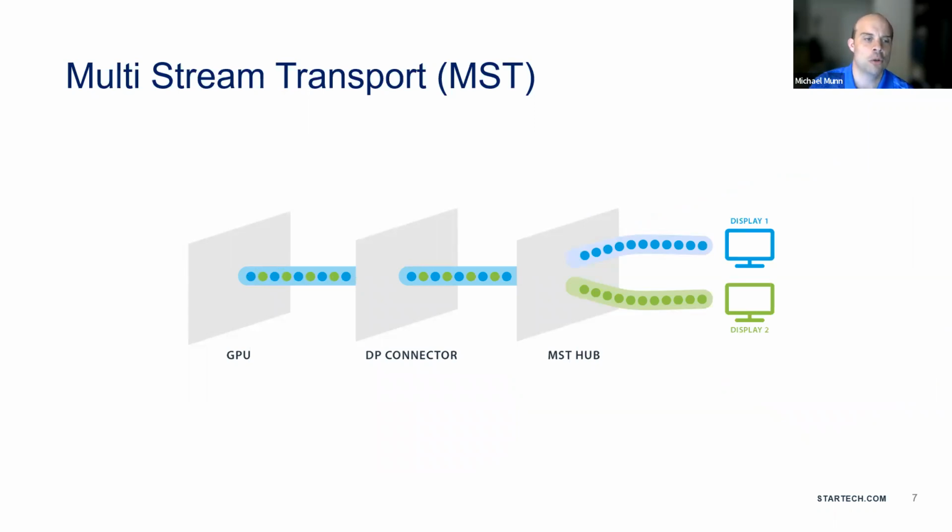From your GPU, you have the different data going out from the GPU to this connector, and then it hits the MST hub. And what the MST hub does is it takes that information in that stream and splits it out into the two different displays.